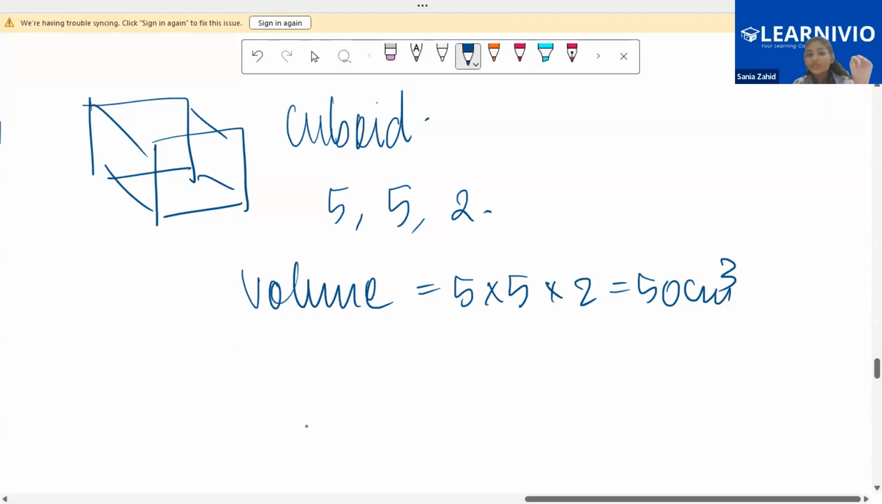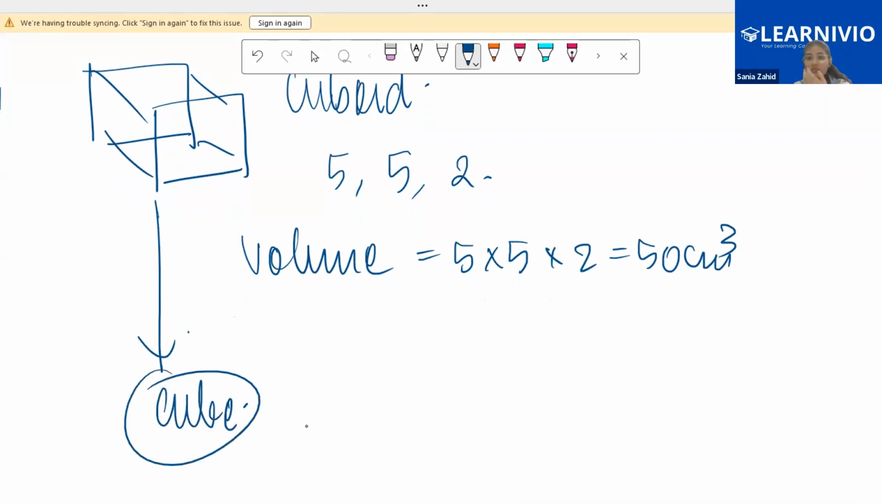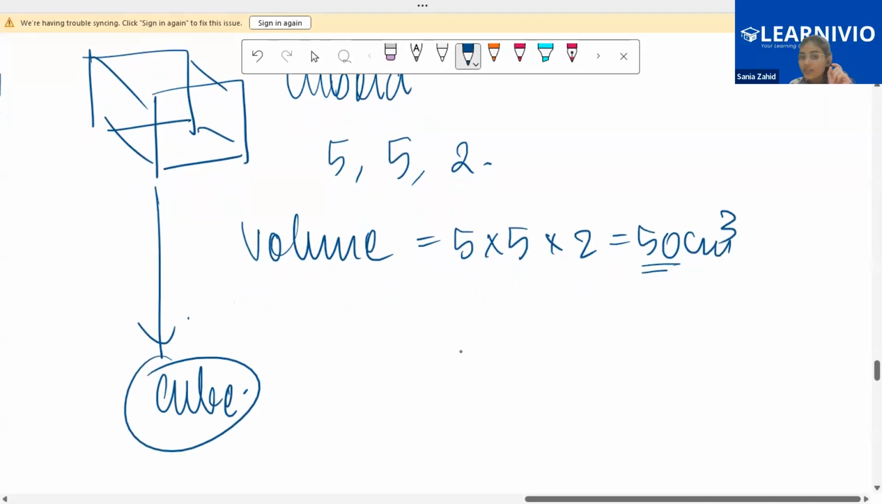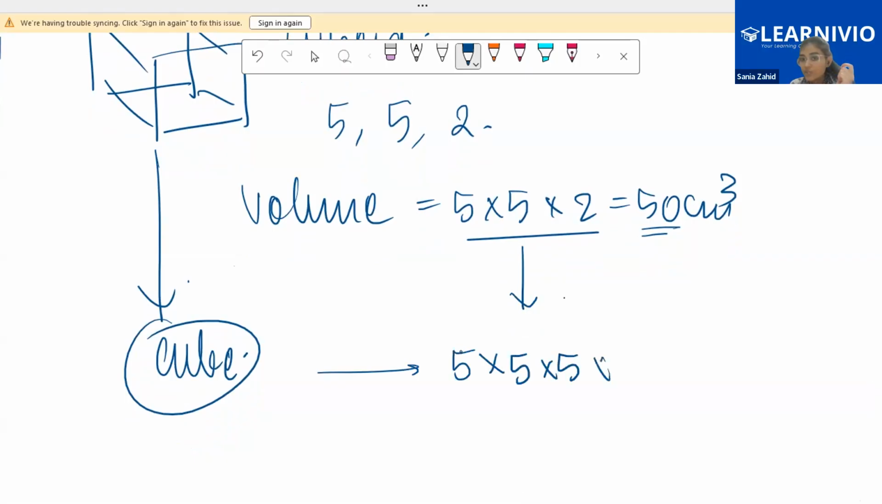Now, what do we have? Children, see, if you want to make this cuboid a cube, remember one thing. The volume of a cube will always have factors in triplets. Like the factors of 50 are 5, 5, and 2. But the factors of the volume of a cube will be in triplets only. So I need to change these factors and make them into triplets. So it will become 5 into 5 into 5 into 2 into 2 into 2. Okay, is that fine? Yes, ma'am.